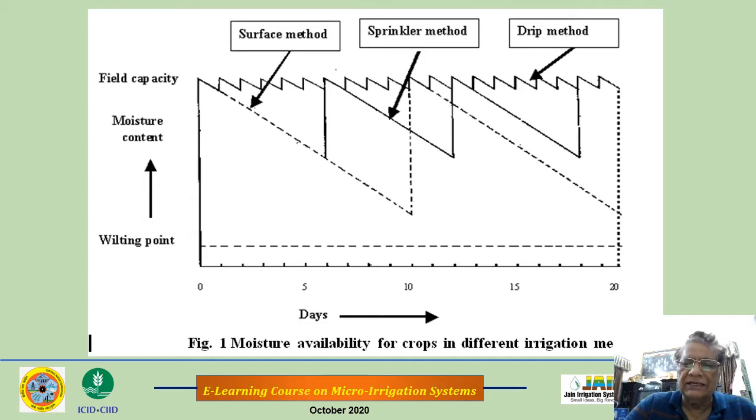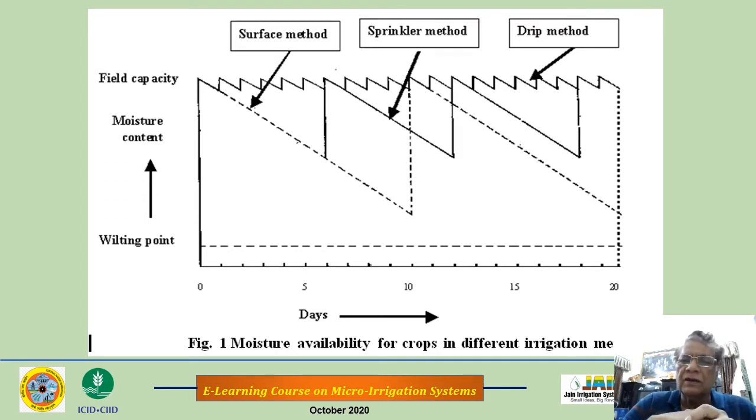And on the 10th day, when the moisture becomes so low, equal to the minimum permissible or minimum allowable soil moisture for that particular soil and crop, then we again irrigate. And when we irrigate again, we again bring the soil moisture to field capacity. And the same cycle follows.